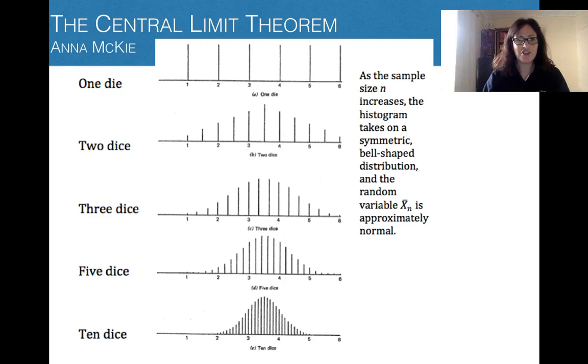So looking at our visual here about rolling different numbers of dice. If we start with one die, you might not be able to see the numbers here very well, but here is a graph to represent the different outcomes we could get. So 1, 2, 3, 4, 5 and 6. They're the different outcomes we could get.